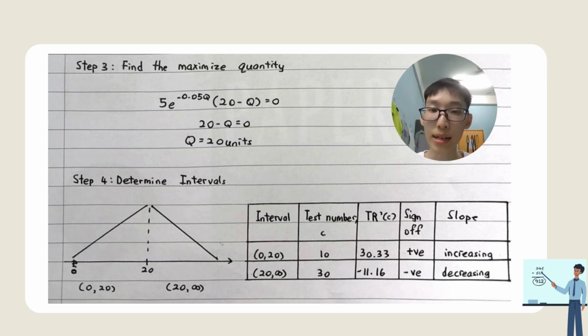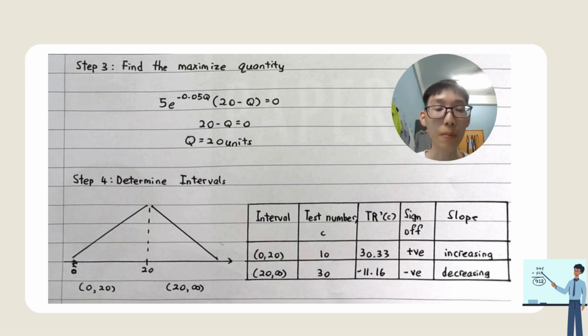And the second question is to determine the intervals where it is increasing or decreasing. So the first step, we need to draw a number line to determine the two intervals. So we will get the first interval (0, 20) and also (20, infinity). For the first interval (0, 20), we need to pick a test number. From 0 to 20, I pick 10 as my test number.